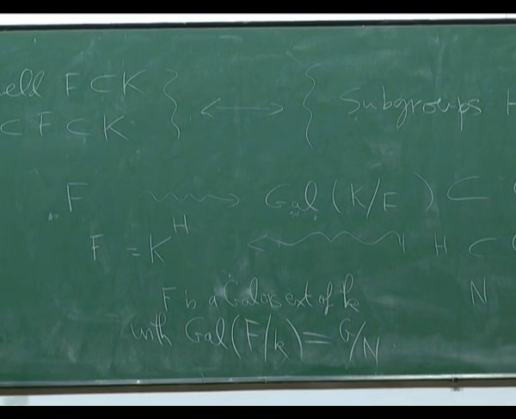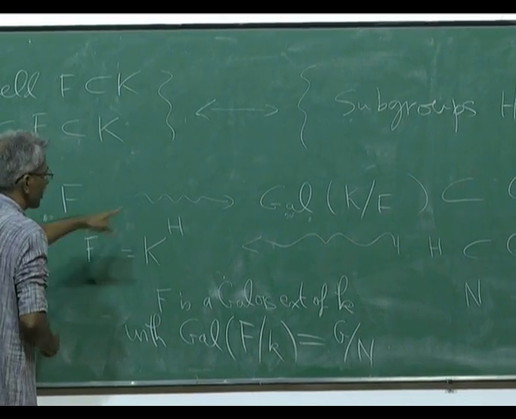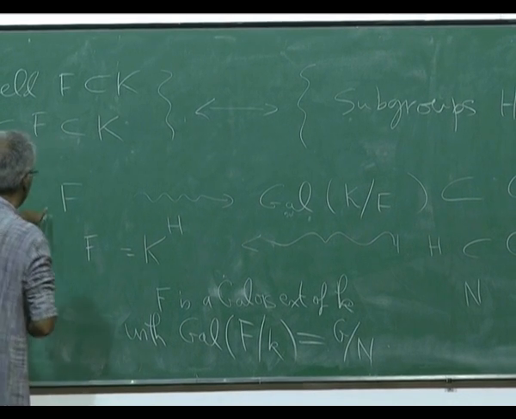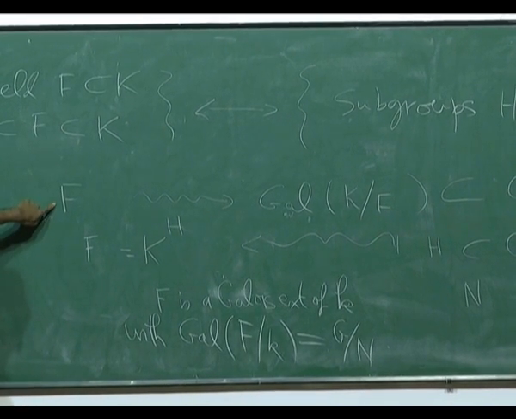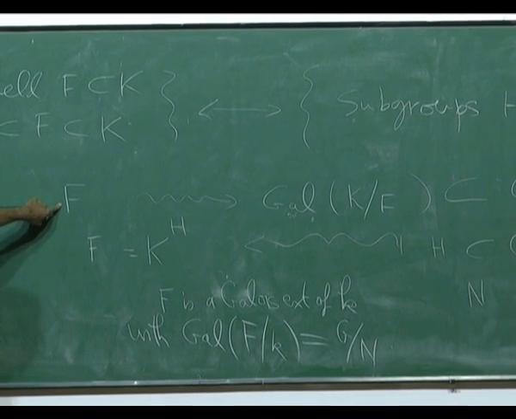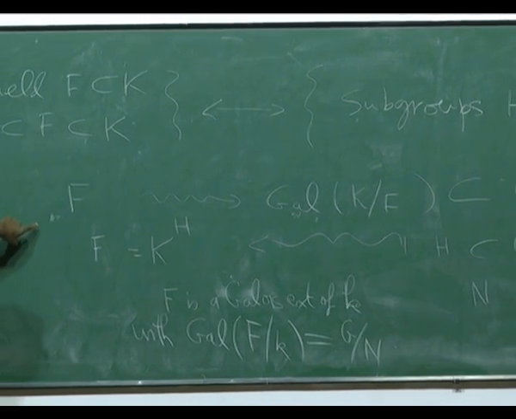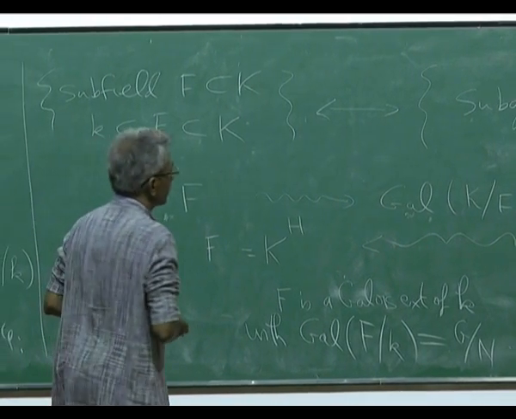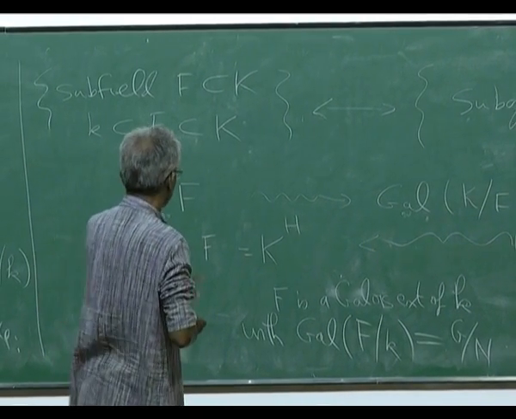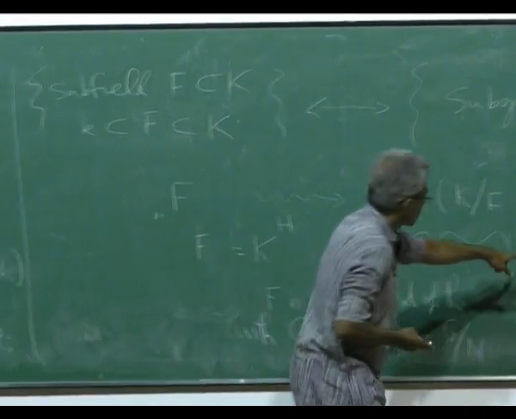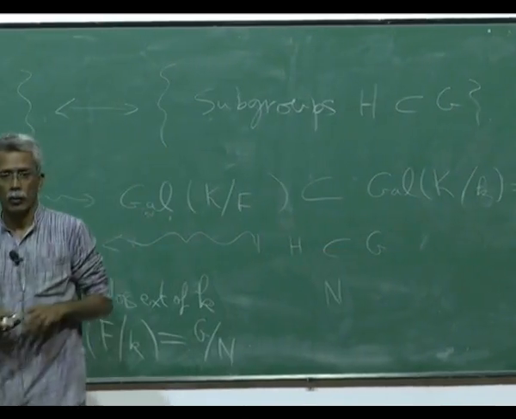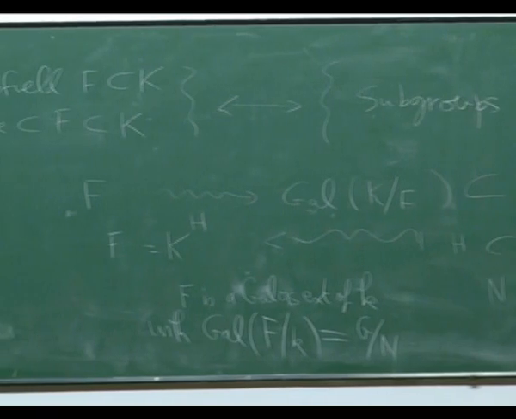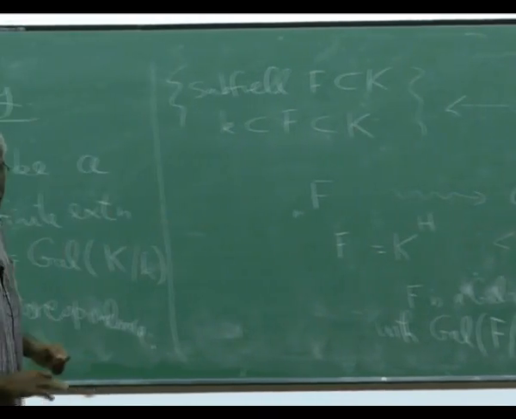You can make it slightly more precise, you can write out immediately what will be the degree of the extension of F over small k, and that will be the same thing as the index of the group H in G. Okay. I do not have enough space to write it, and anyway at the moment I do not want to write it.